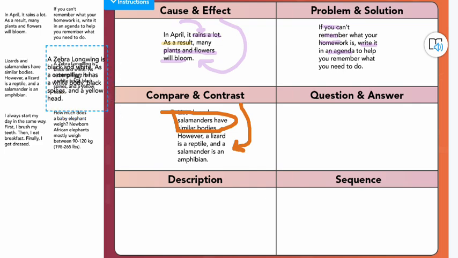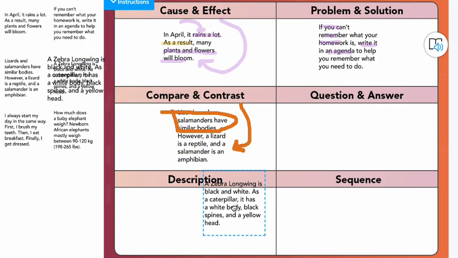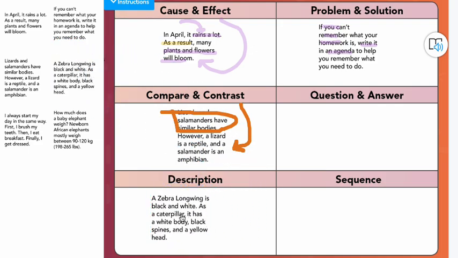All right, let's take a look at the zebra. So this says a zebra longwing is black and white. As a caterpillar, it has a white body, yellow spines, and a yellow head. I'm not hearing a sequence like first, second, next, last. I don't think it's asking questions and answering them. So this sounds like a description about what a zebra longwing is. I see it even tells me it has a white body, black spines, and a yellow head.